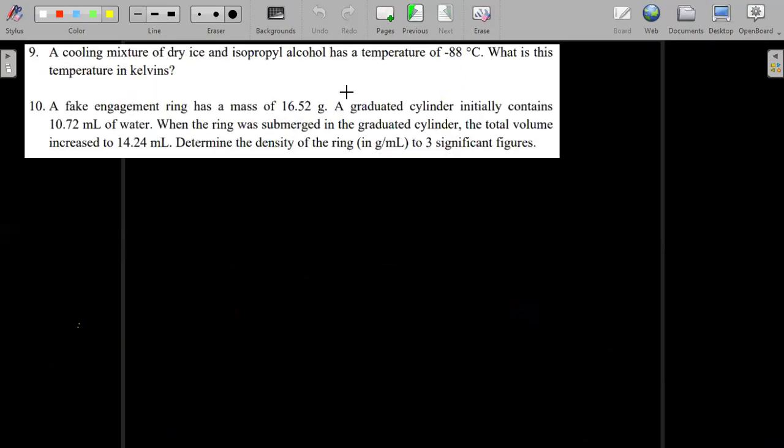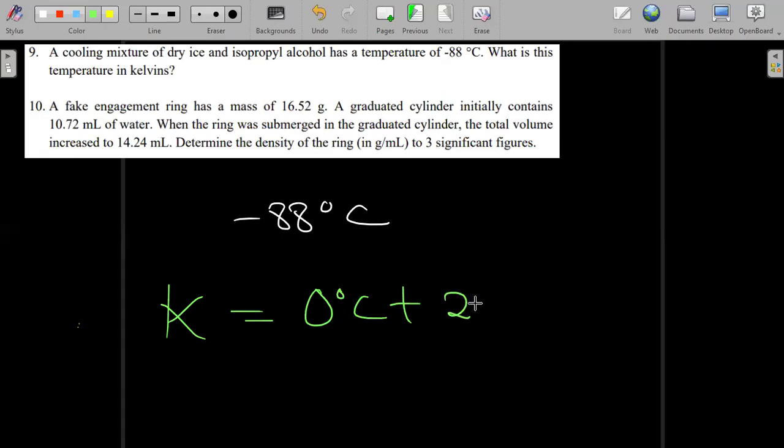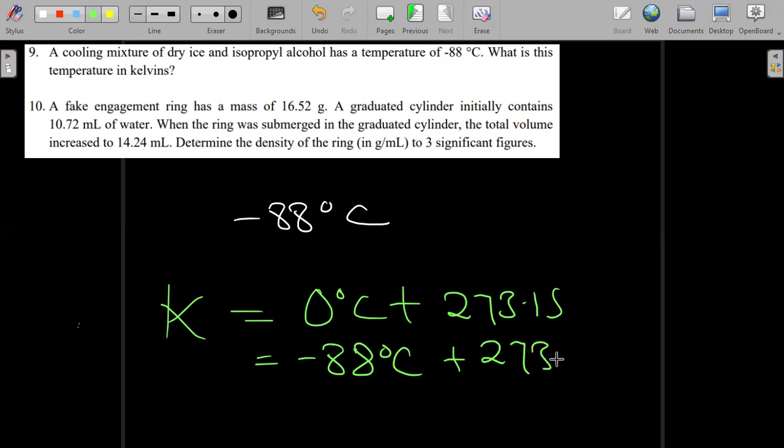Okay, let's look at question 9. They're saying a cooling mixture of dry ice and isopropyl alcohol has a temperature of minus 88 degrees Celsius. What is this temperature in kelvins? To find the temperature in kelvins, you just add the temperature in degrees Celsius plus 273.15. So this temperature is minus 88 degrees Celsius plus 273.15. So this is going to be equals to what?